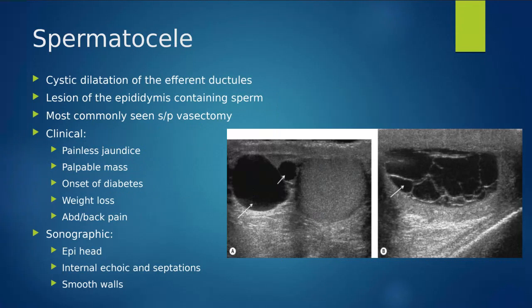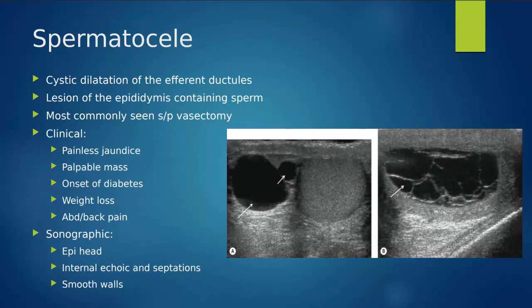Next, we have a spermatocele. This is a cystic dilation of those efferent ductules, as we said, that connect the testicular tissue to the epididymis. It's a lesion of the epididymis that actually contains spermatozoa. It's commonly going to be seen after a vasectomy because when we go in there interventionally and we create a little outpouching or a little surgical scar, that allows for some of the little sperm to escape and kind of accumulate in that region.